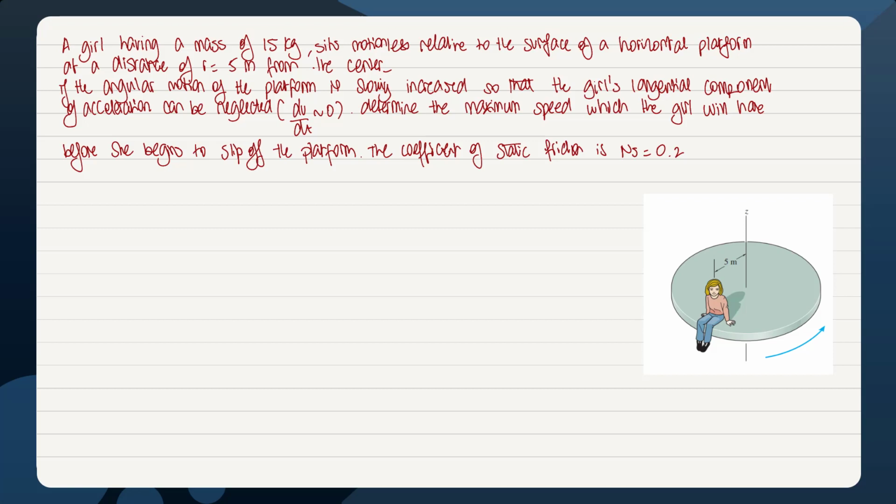One thing to note about the given is that we're asked to find the maximum speed before the girl slips off the platform. If you remember from the lecture on friction, whenever a body is on the verge of slipping, we need to make use of the static friction and not the kinetic friction. That's exactly why they gave us mu s and not mu k. I'll give you a couple of minutes to try to solve this problem, which deals with the normal and tangential coordinate system. You can simply watch the solution later on.